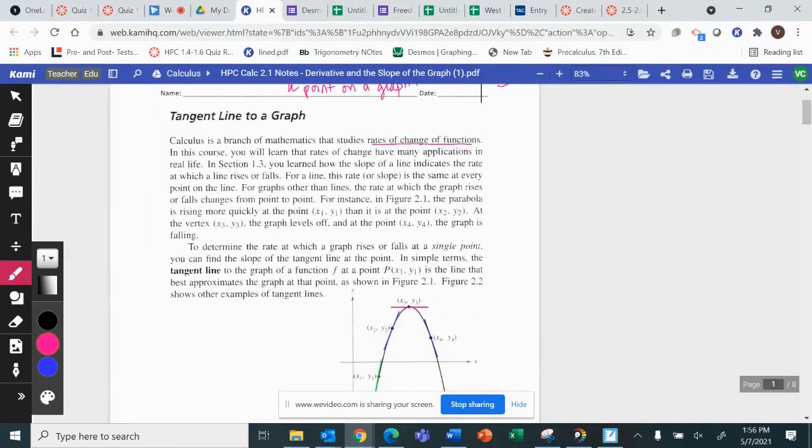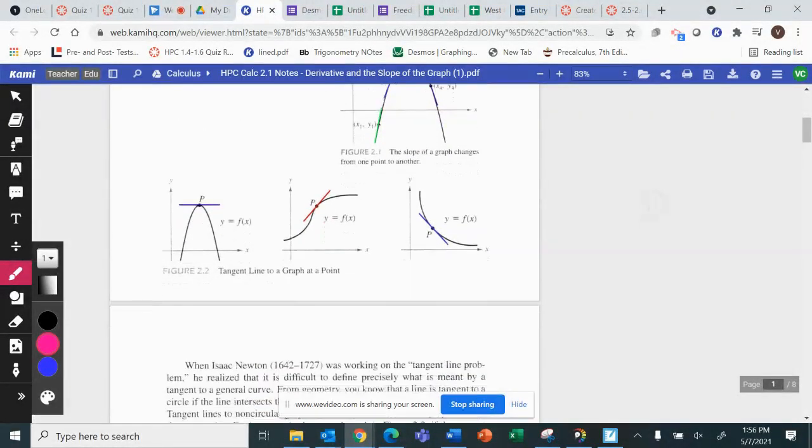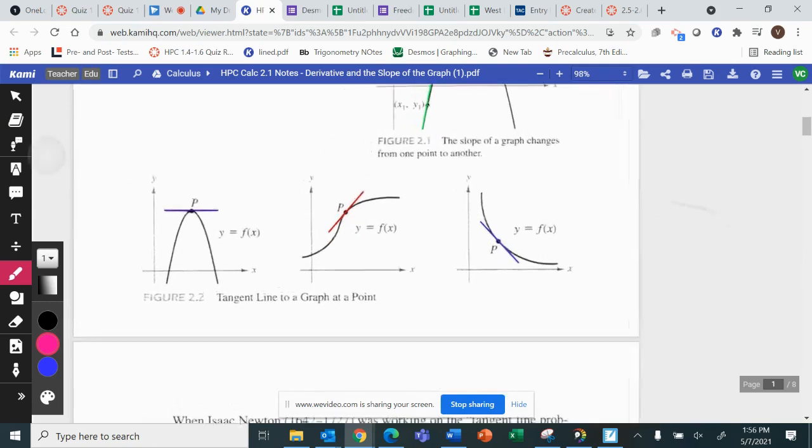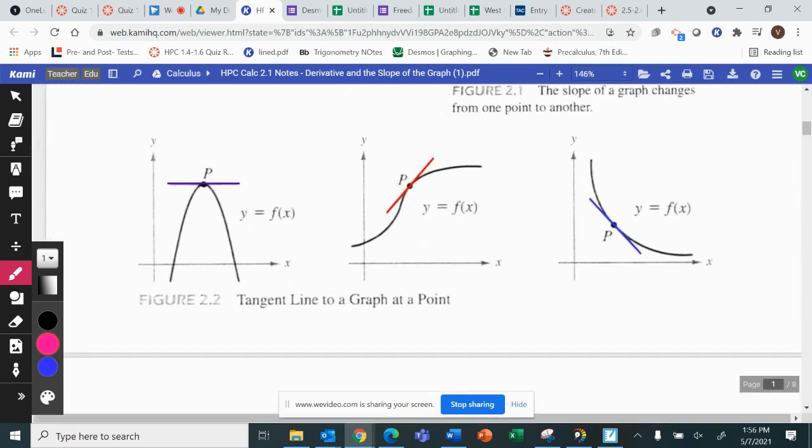So if you are watching this video because you missed class today, I started the video after going through this first paragraph. So please read the first paragraph and look at the picture. Apologize. The graphs right here are showing a point of a tangent line at a particular point on each of these graphs. Remember, tangent only crosses through the graph one time.